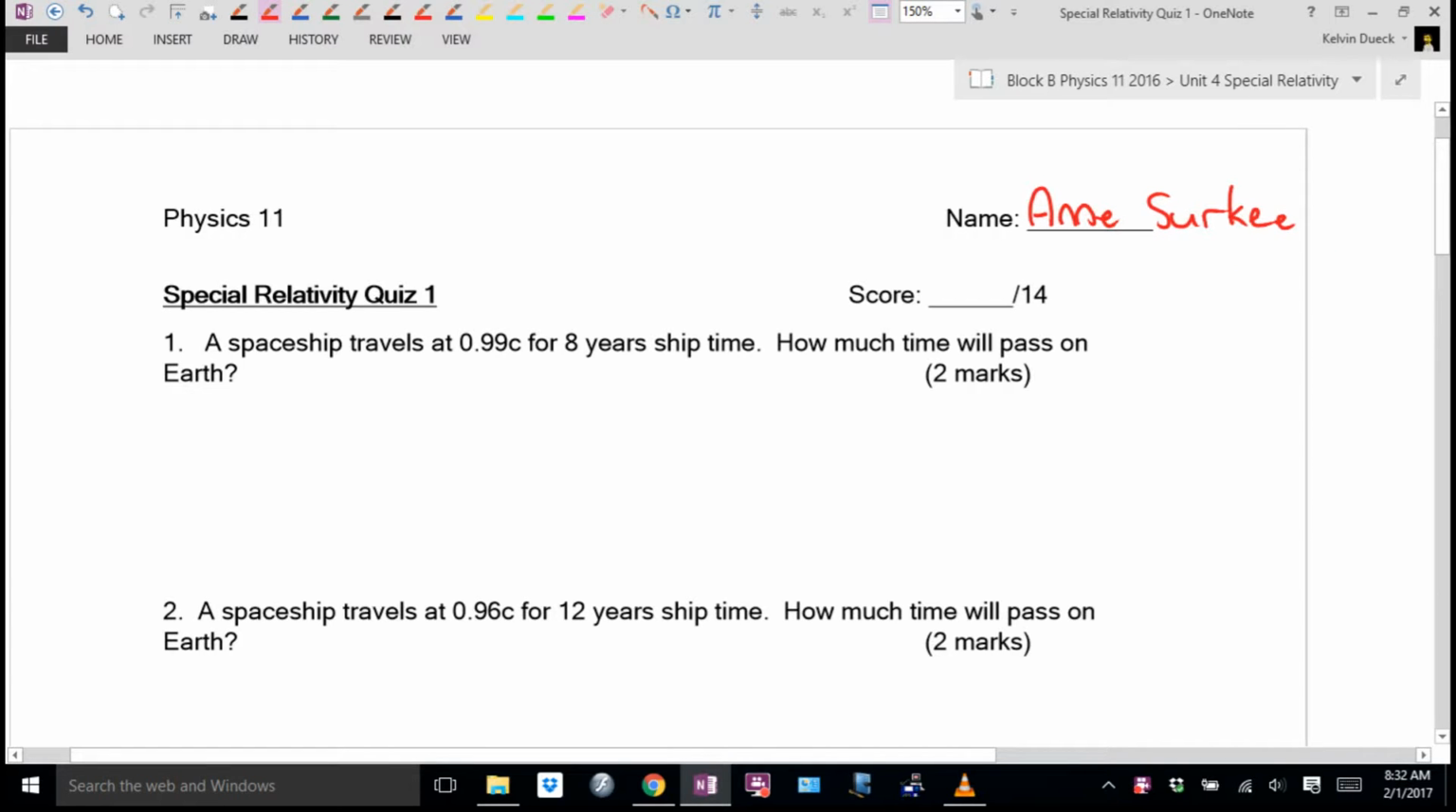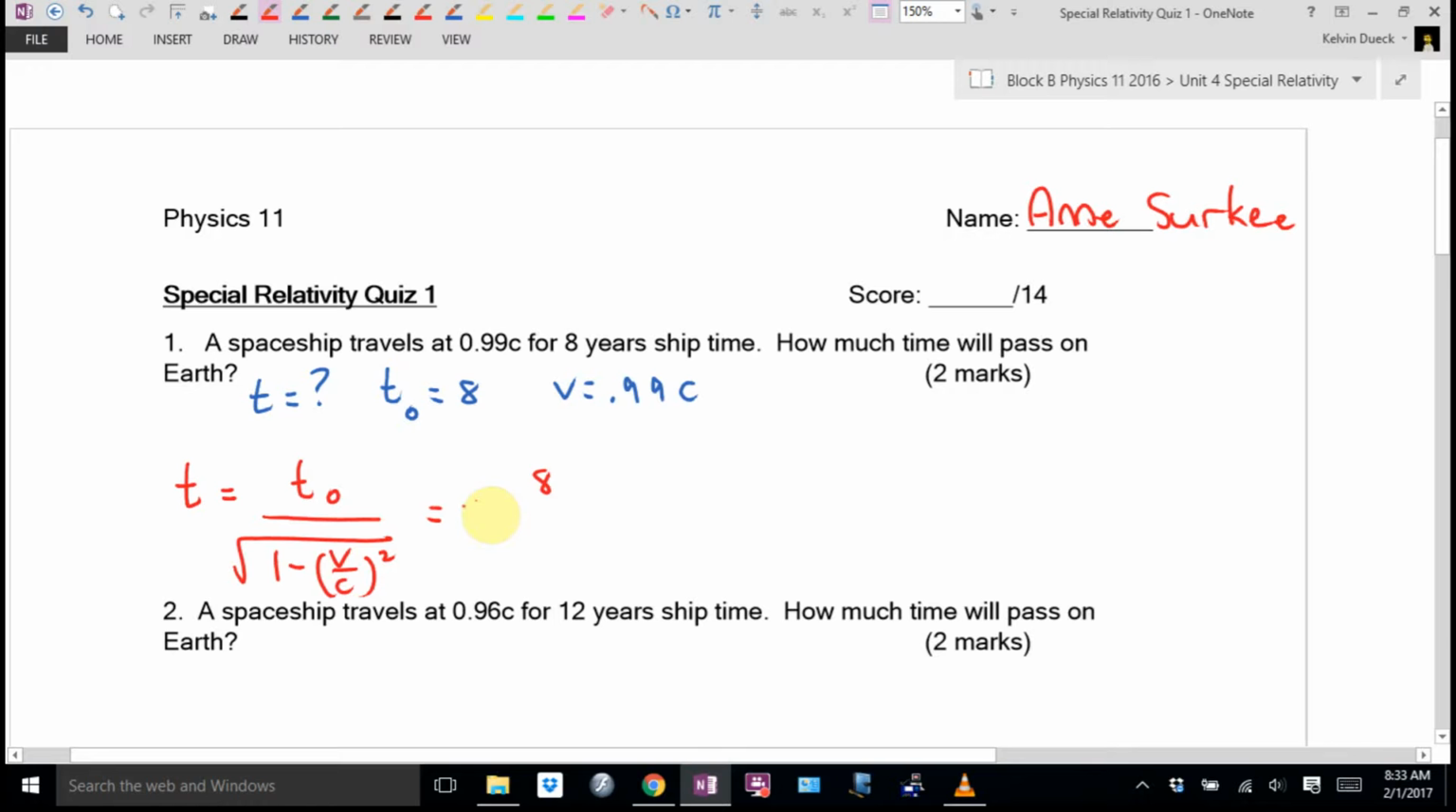How much time will pass on the Earth? So I think here, they want me to find t. T0 is 8. V is 99% of the speed of light. So I think I'm going to go like this. T equals T0 divided by the square root of 1 minus V over C all squared. It's going to be 8 divided by the square root of 1 minus 0.99 C over C all squared.